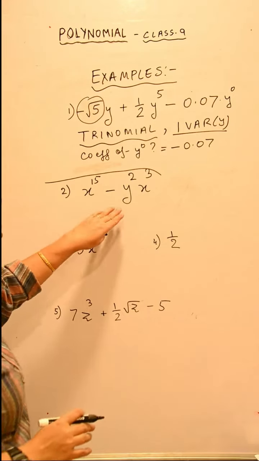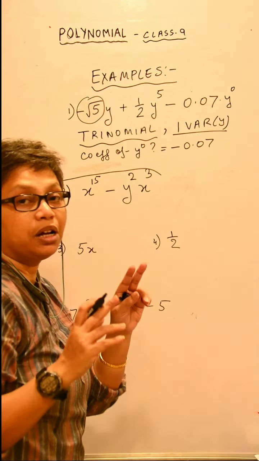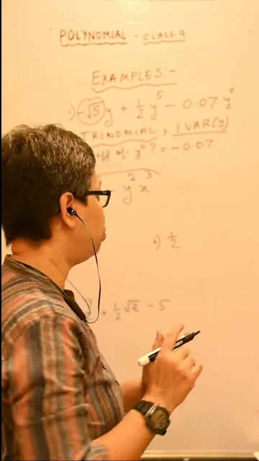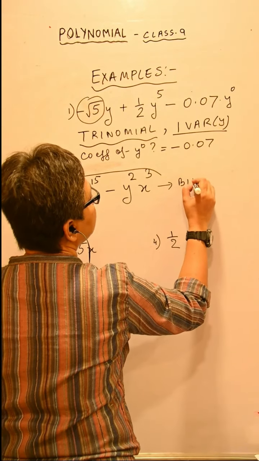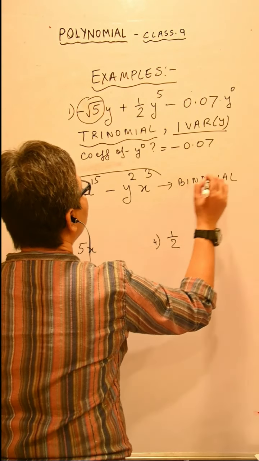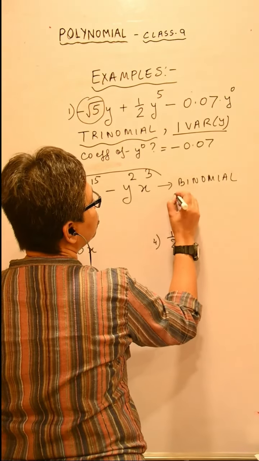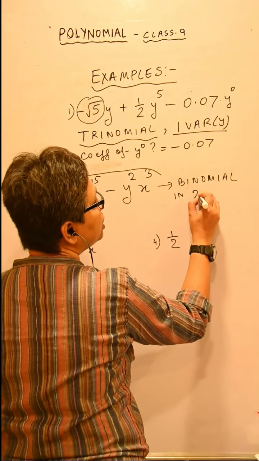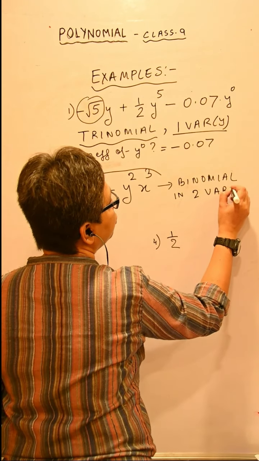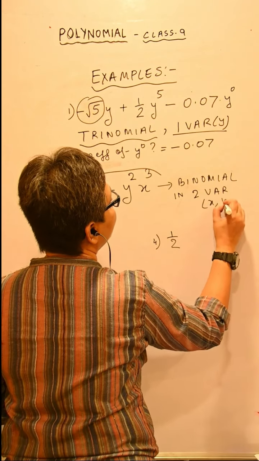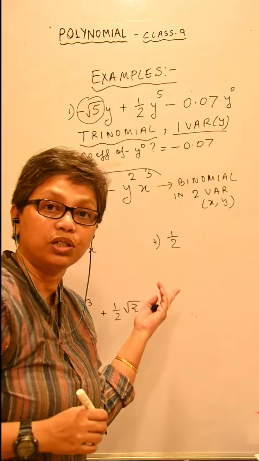So if you come to the second example, then the second example contains two terms and hence it is a binomial. So first and foremost, this is a binomial. How many variables? Now here you can see I have used two variables. We say it is a binomial in two variables. The variables are here x and y. There is no constant term here.